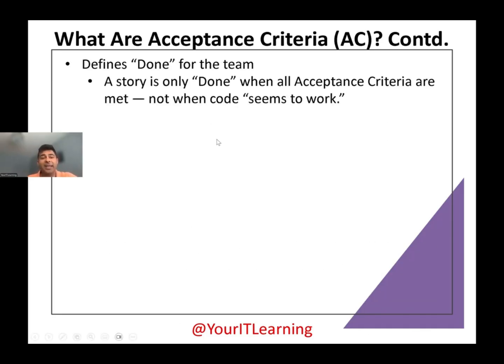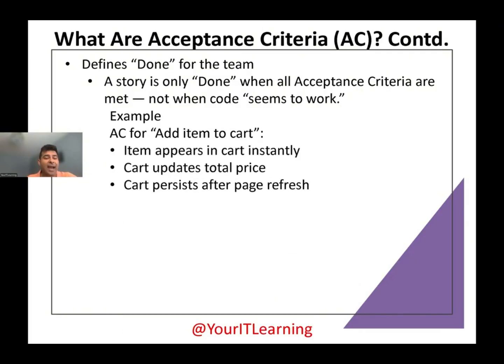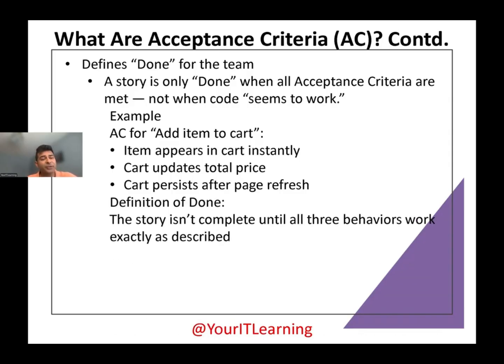Defines done for a team. A story is only done when all acceptance criteria are met, not when code seems to work. For example, acceptance criteria for add an item to a cart. Item appears in the cart instantly, cart updates total price, cart persists after page refreshes. Definition of done will be: the story isn't complete until all three behaviors work exactly as described.